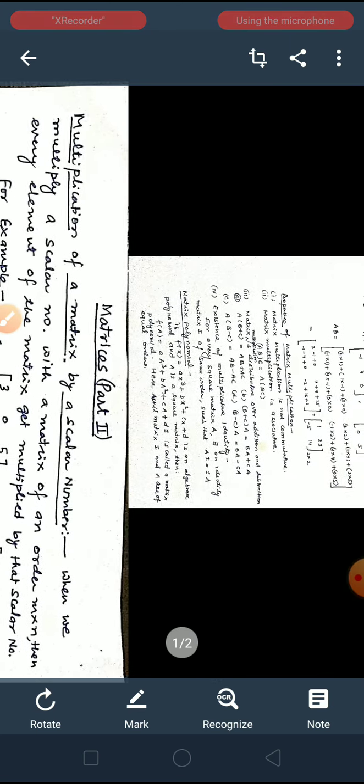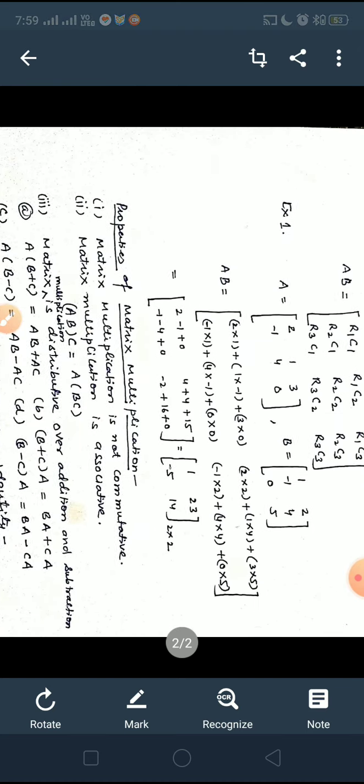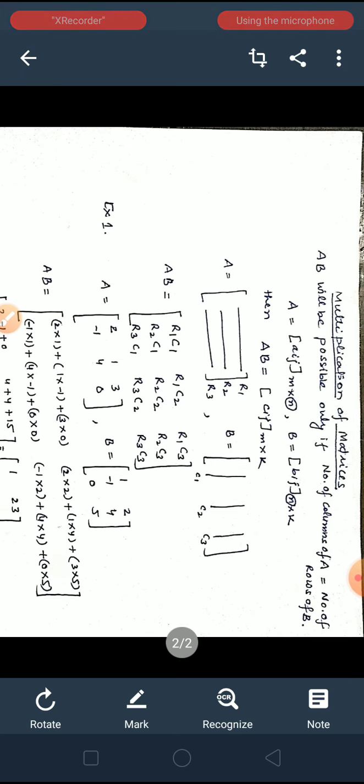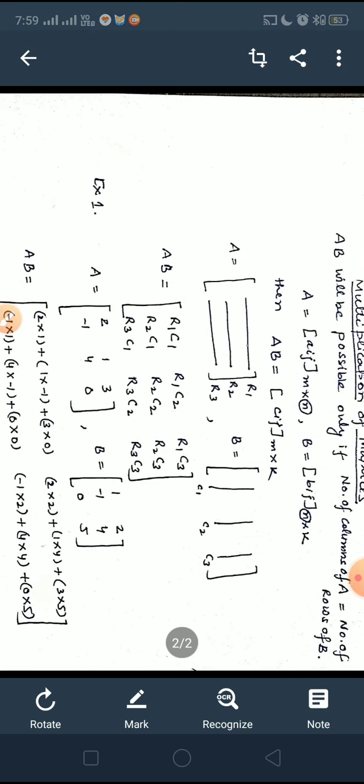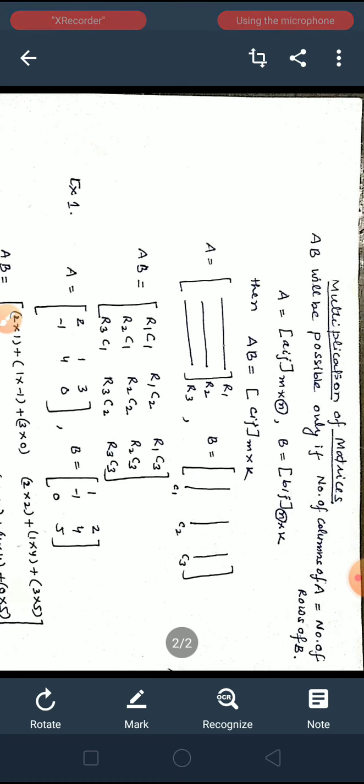I think now it is clear from the above properties of matrices. Now move to an important operation on matrices, that is multiplication of matrices. So what will happen with multiplication of matrices? What will be the conditions? Are the conditions the same as we use for addition? Have a look. AB will be possible only if, here is a condition for matrix multiplication.